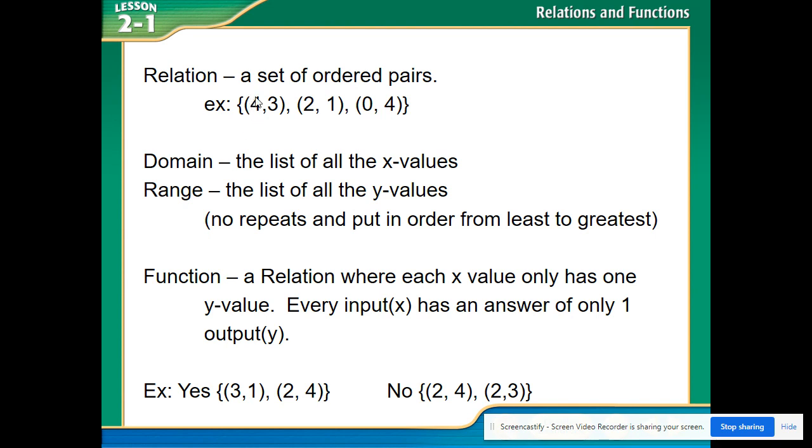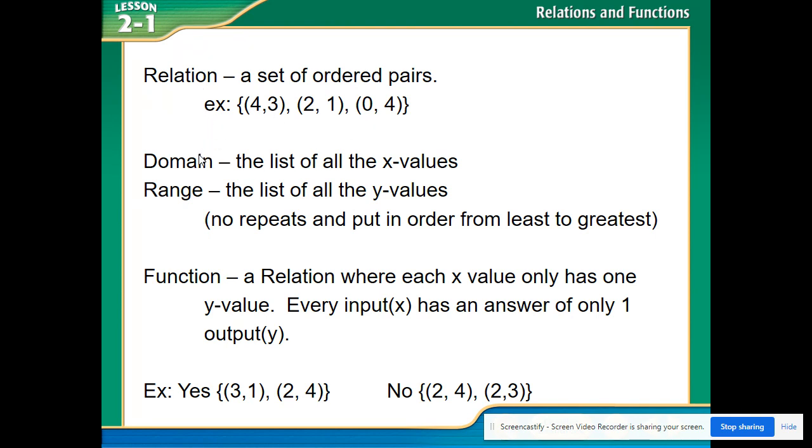Remember, the first one is your x value. The second one is your y value. It goes alphabetical, x, y. This is how much we go over and across from the origin, and this is how much up and down. So left to right and up and down for our x and our y.